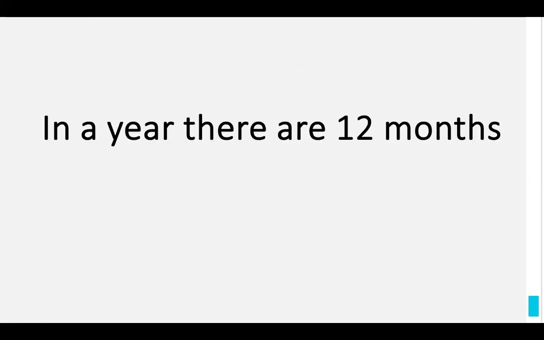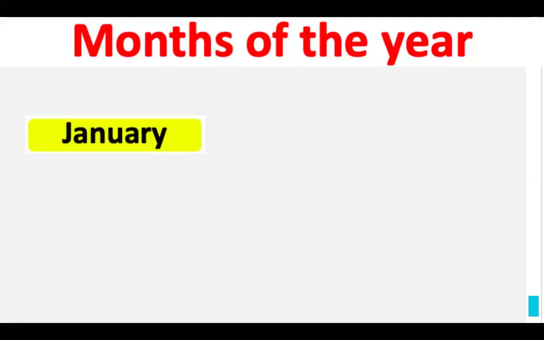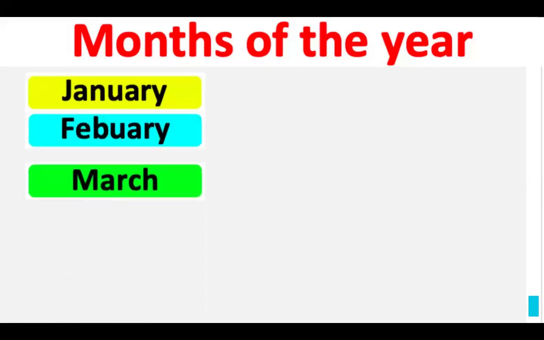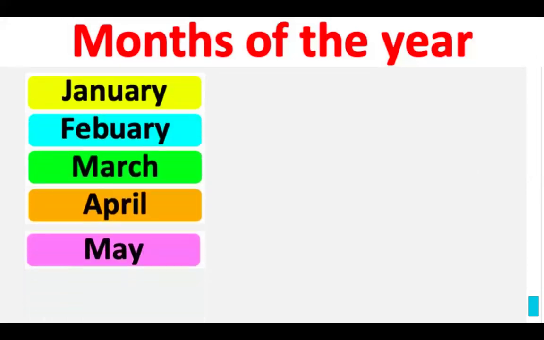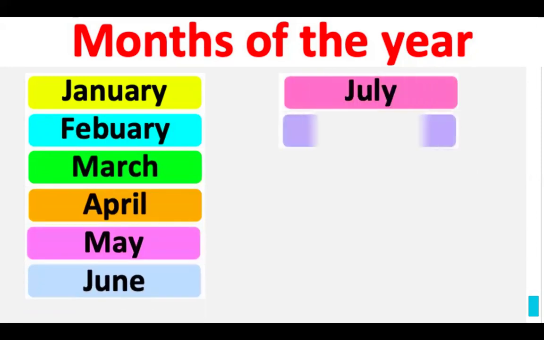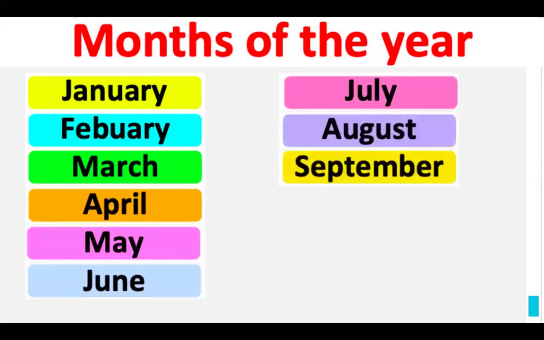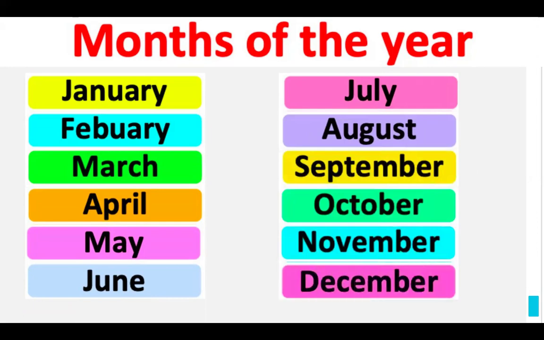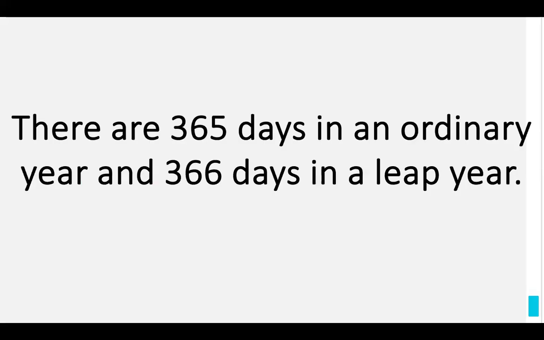So in a year, we said also that there are 12 months. So there are January, February, March, April, May, June, July, August, September, October, November, and December. And there are 365 days in an ordinary year and 366 days in a leap year.